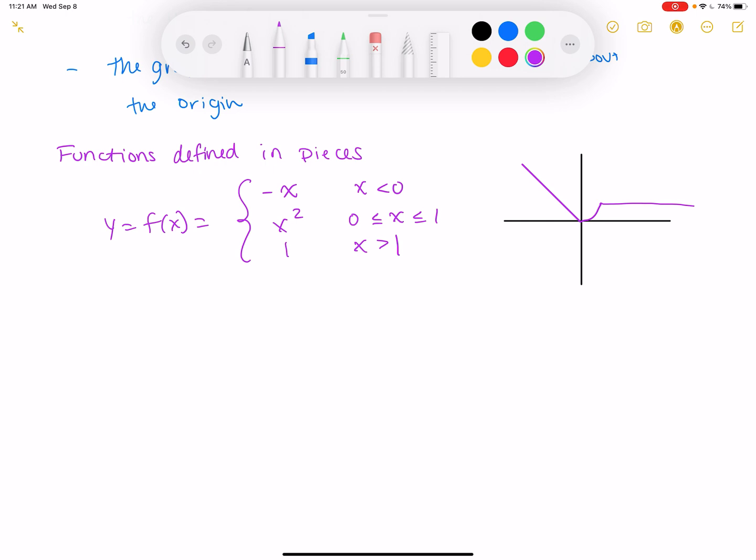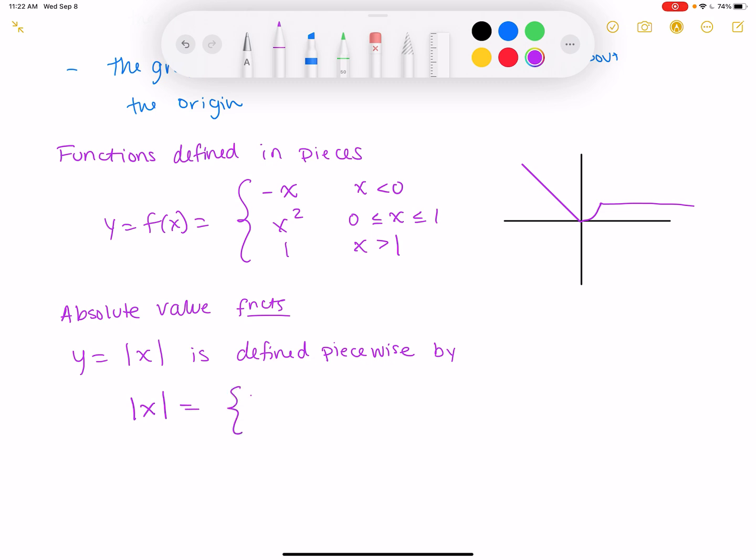Okay, we can also do a similar thing with absolute value functions. So y is equal to the absolute value of x is defined piecewise. The absolute value of x is equal to negative x for x less than 0 and positive x for x greater than or equal to 0. It doesn't really matter which one of them has the or equal to part on it, because as long as one of them includes it, then we're good.